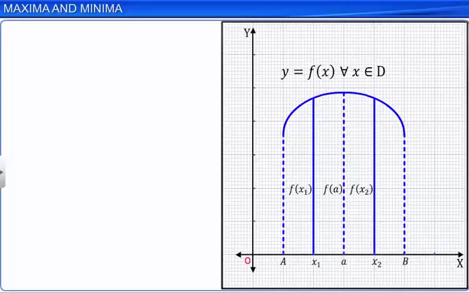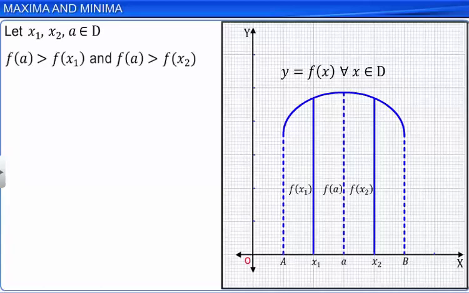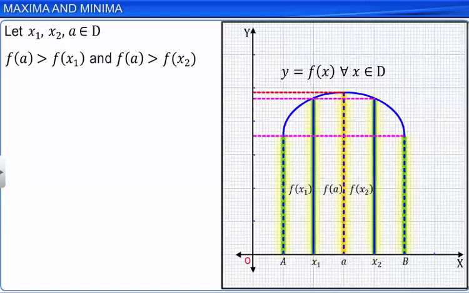Consider the graph of the function y is equal to f of x with domain D, the subset of real numbers. It is clear that the value of the function f at a point A is the maximum. That is, the value of the function at any other point to the left or right of A is less than f of A.